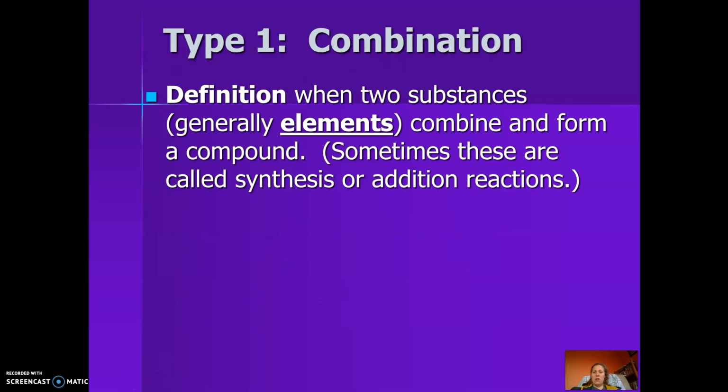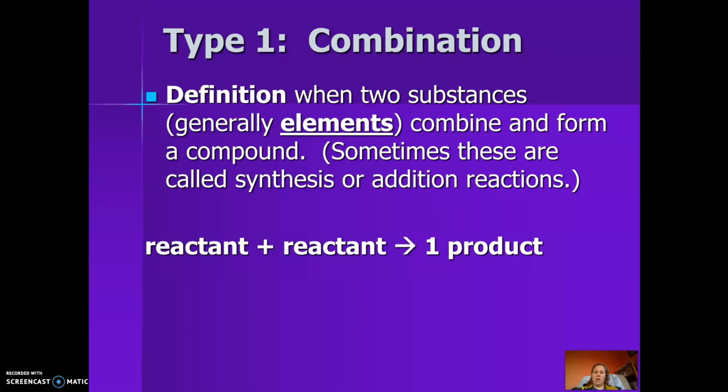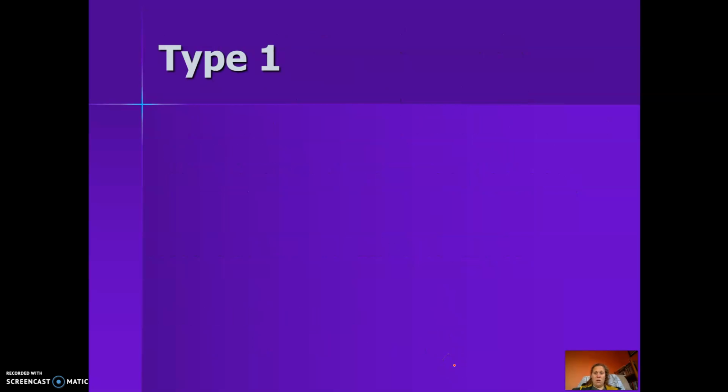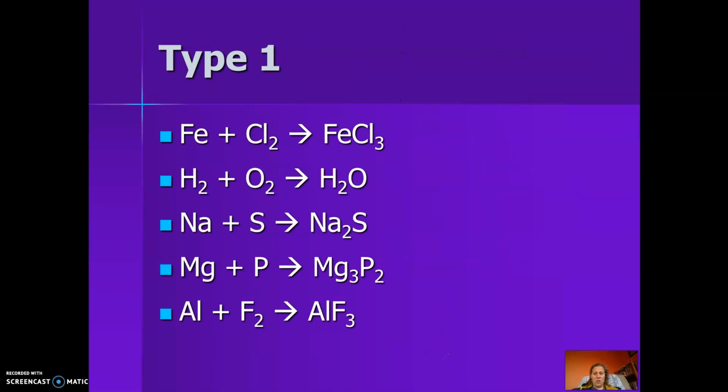So combination, first off, is when two substances, usually elements, combine and form a compound. Sometimes it's called synthesis or addition, that's just what you could see in a book. I call it a reactant plus a reactant equals one product. It's just two individual things, that's why it's two things make a compound. And it's just one product.